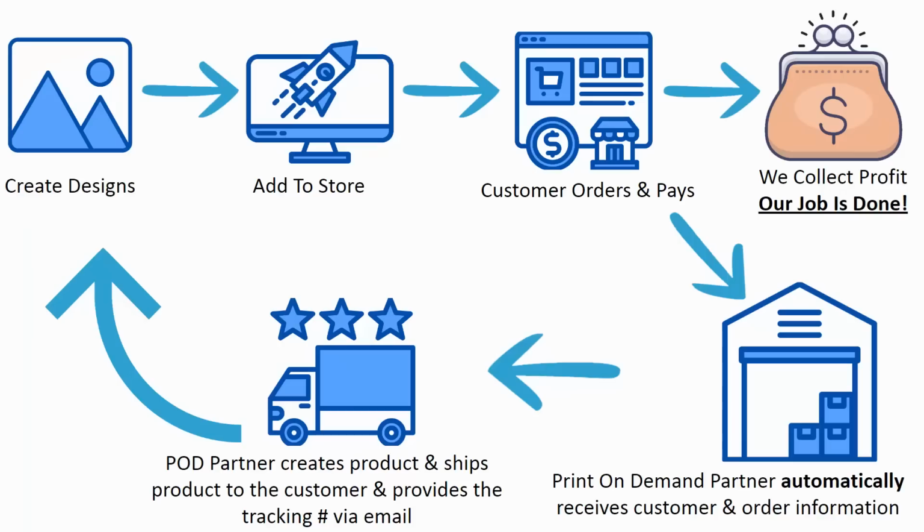In the background of all this, I'm sitting back, relaxing, counting my profits. Print-on-demand companies are doing everything automatically. They literally go ahead and create the product. They put the product in a bubble mailer or in a box. They print out the shipping label. They ship the product. They even provide the tracking number on your behalf to the customer. Okay, and then of course the cycle just begins again.